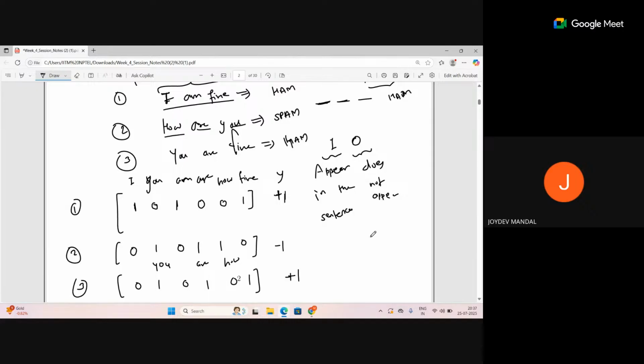Sir, how did this number two get minus one? Because see, this is a supervised learning setup. In a supervised learning setup, what do we say? In supervised learning, we have the information about the labels also, right, along with the data, correct?